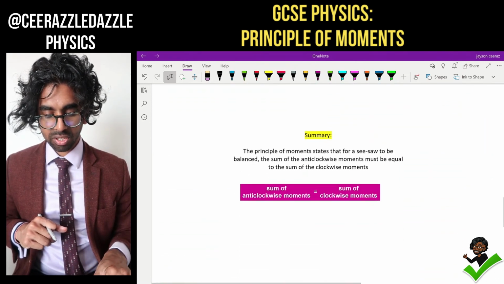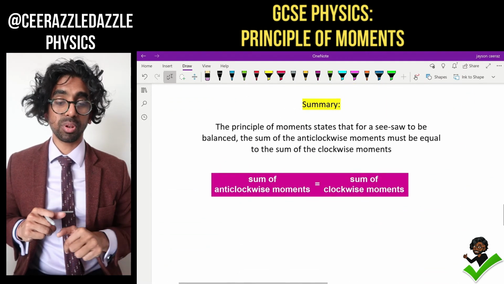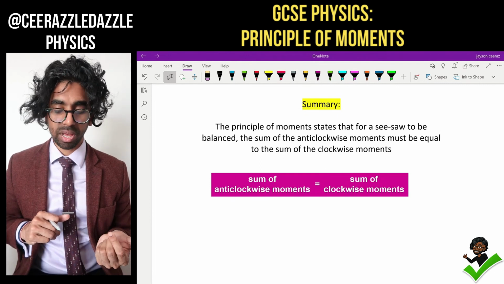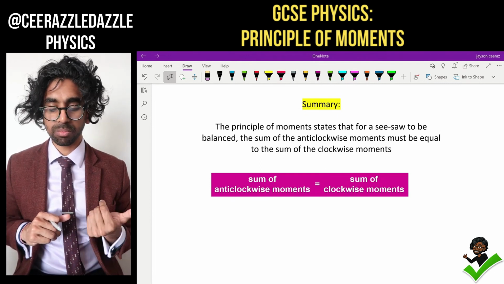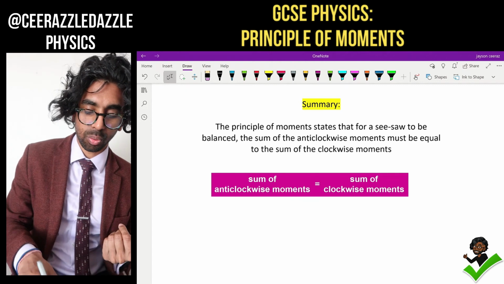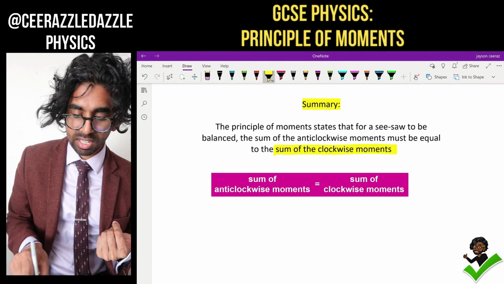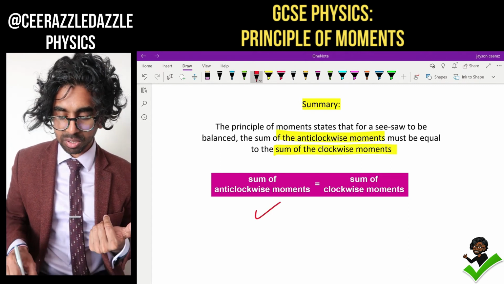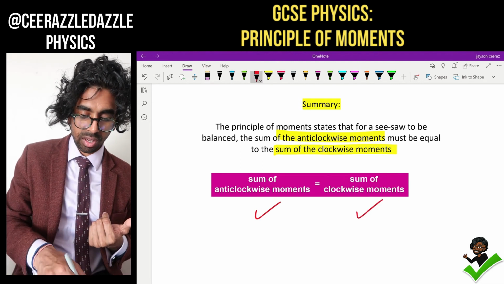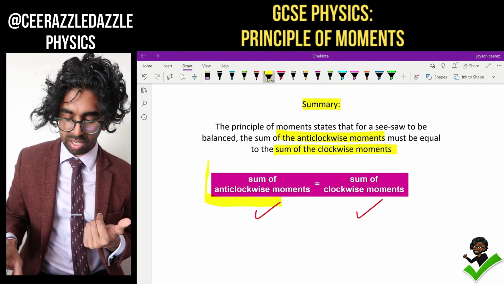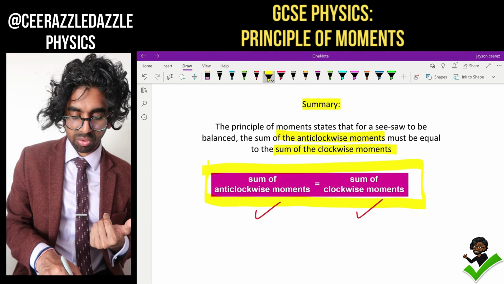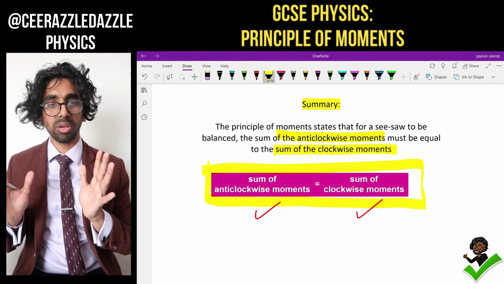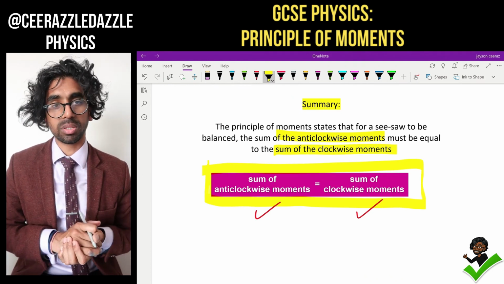And scrolling down for the summary. So the principle of moments states that for a seesaw to be balanced, the sum of the anti-clockwise moments must be equal to the sum of the clockwise moments. That statement is true. And we have the following nice thing to memorize. Just a nice equal sign. Sum of the anti-clockwise moments is equal to the sum of the clockwise moments.